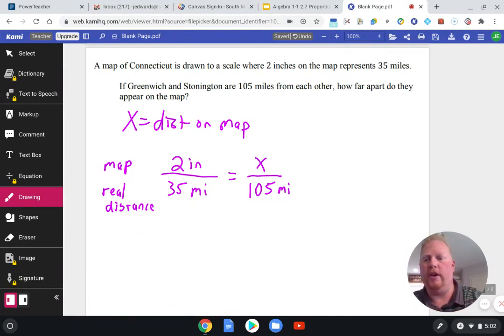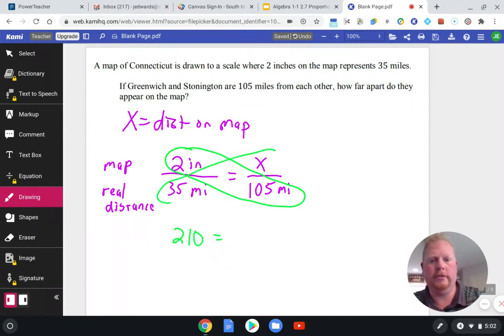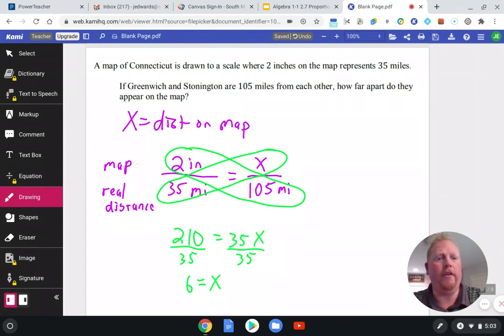So let's go ahead and cross multiply. So 2 times 105 is 210. X times 35 is 35x. Divide both sides by 35. And I believe that 210 divided by 35 is 6. So how far apart are they on the map? I would say 6 inches apart on the map.